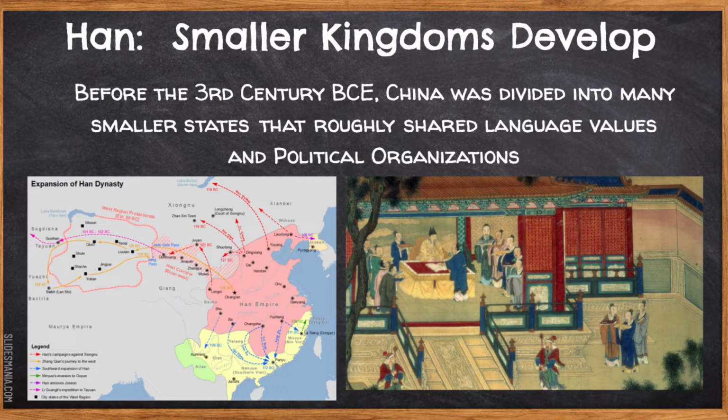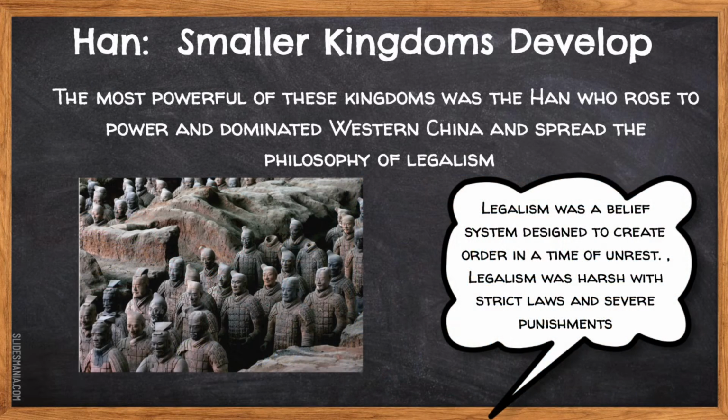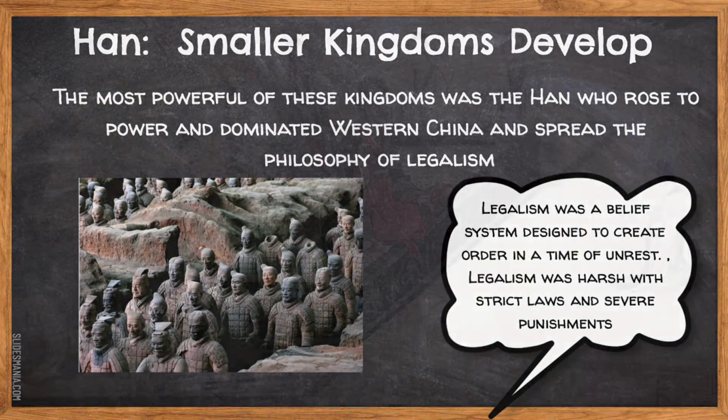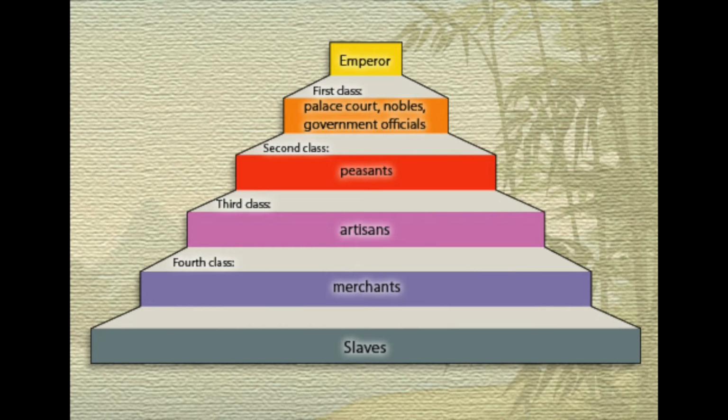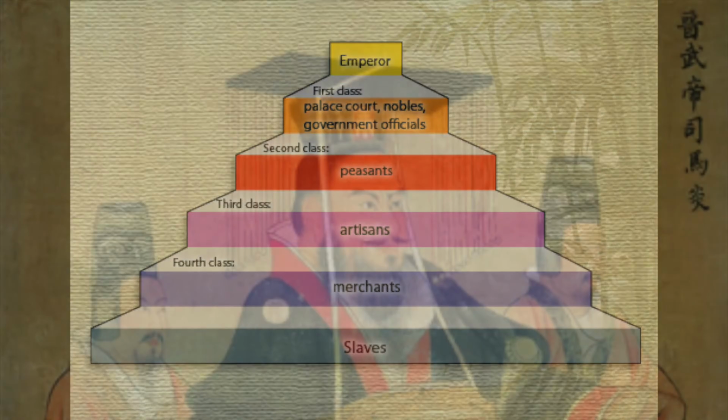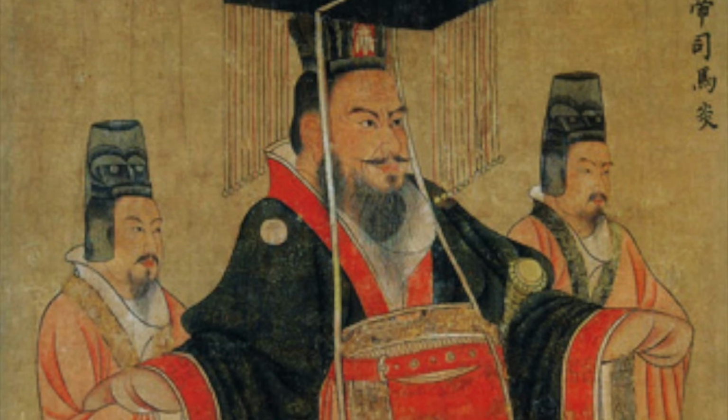They believed in the philosophy of legalism, which again was a system designed to create order in a time of unrest, and legalism was harsh and strict with severe punishments. And they also reintroduced Confucianism, and soon Confucian education and ethics became the cornerstone for the scholar and bureaucracy that eventually became the basis for the civil service in the Han Dynasty.